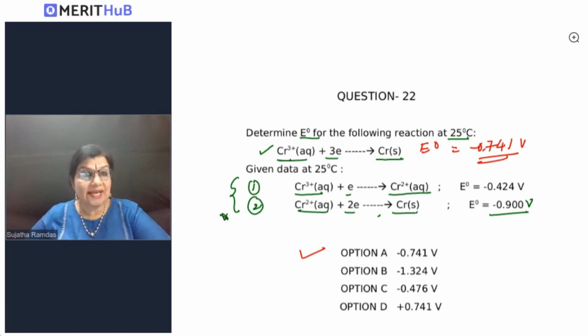So this was a challenging question. It has to be read well, understood well, and only then you have to apply and solve the question.